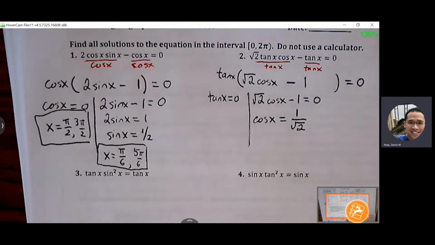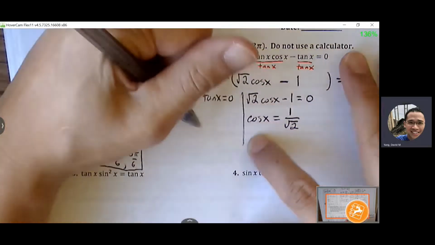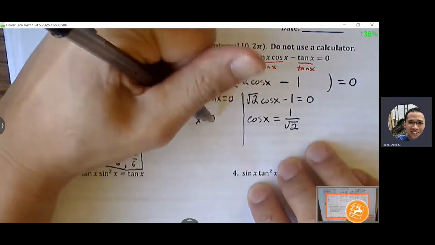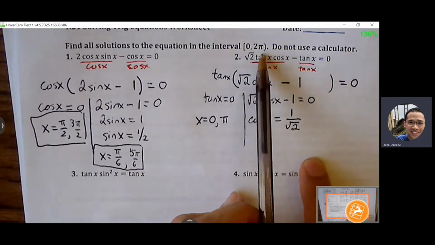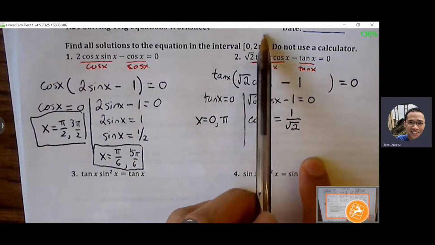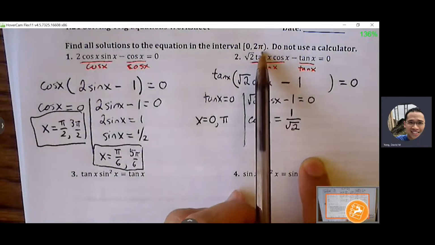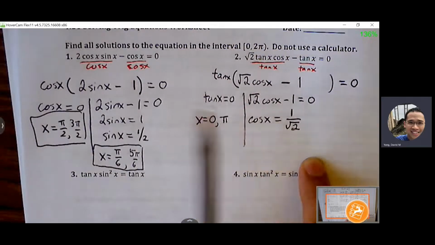All right. Everybody good so far? Okay, where's tangent equal to 0? 0 and pi. We don't include 2 pi because in our domain, 2 pi has a parentheses around it, so that means it's not part of our domain, but 0 and pi are, so we keep 0 and pi.